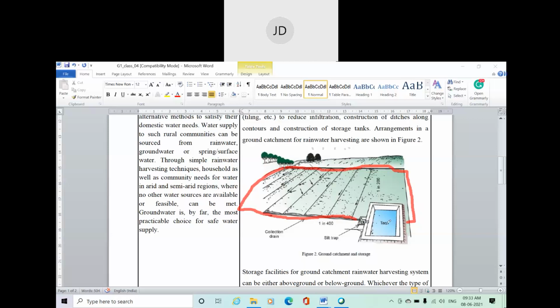There is a provision so that groundwater can also enter this particular tank. The size of the tank depends on the rainfall intensity and this area. That means the amount of rainwater that will come on this area, and how much quantity of water can be stored in the tank. Depending on the water quantity, we can design this tank. Fine. So this is a very basic diagram for ground catchment and storage.